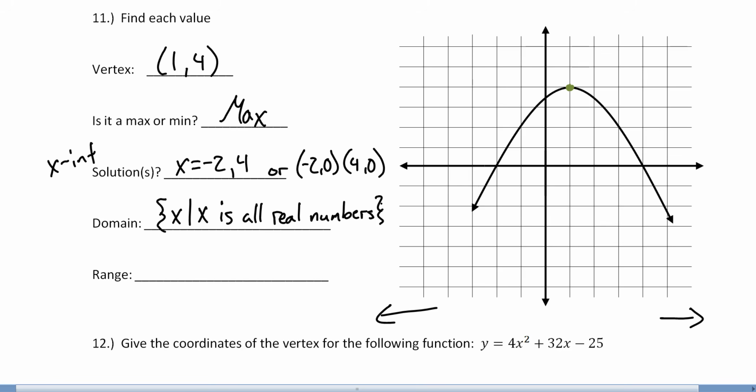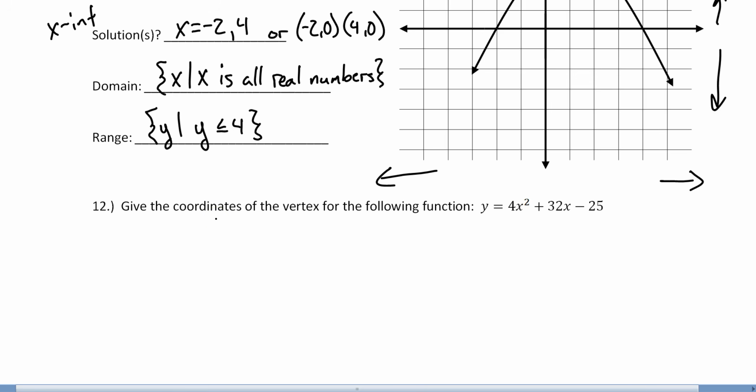Okay, the range, when I look up and down, the thing goes down forever, but it doesn't quite go up forever. It stops right here at a y value of 4. Okay, it doesn't go any higher than that value of 4. So I have 4 and everything underneath it. So I would say the y values, y such that y is less than or equal to 4. And so we're just applying something that we've already done in the past to these parabolas. Okay.